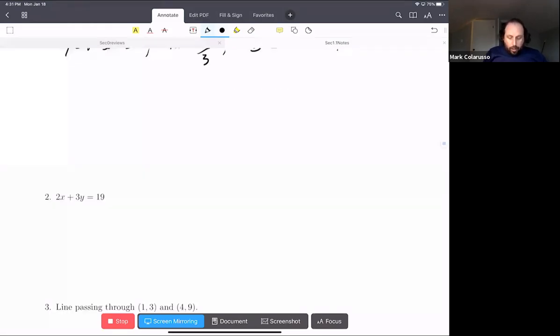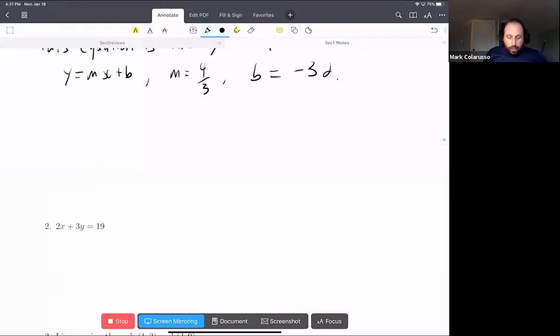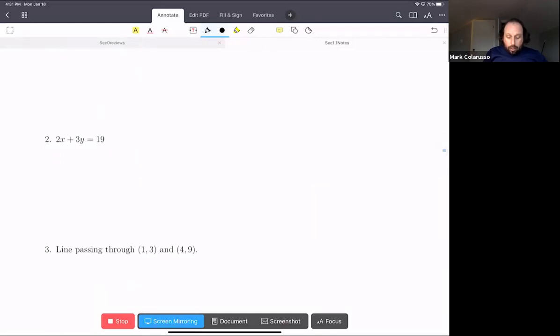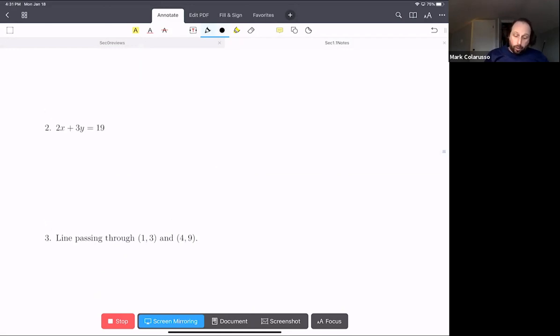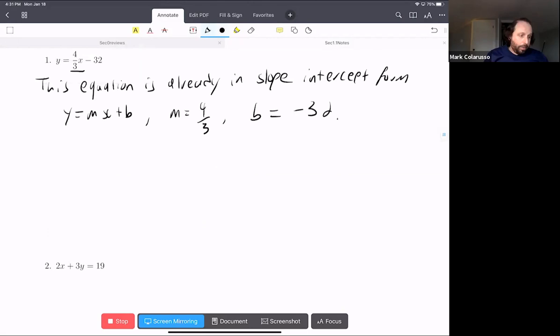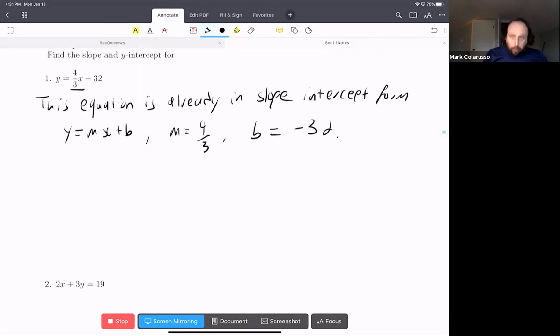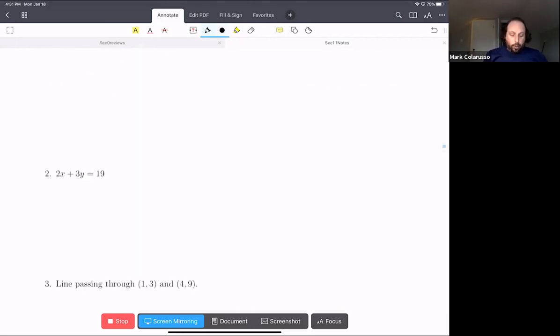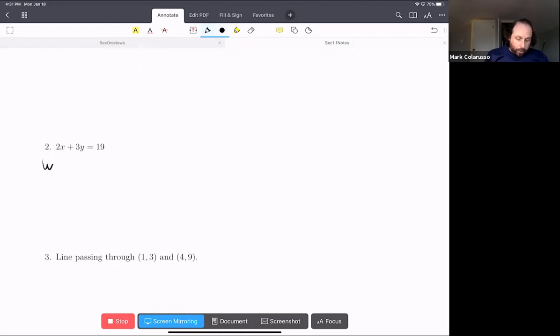Now the next equation isn't in slope-intercept form. So we have to first put this in slope-intercept form to be able to read off the slope and the intercept in the way that we just did in this first example. So we need to write this equation in slope-intercept form.